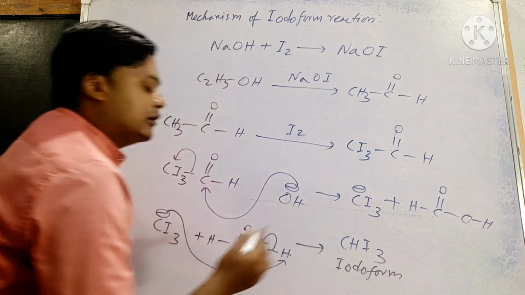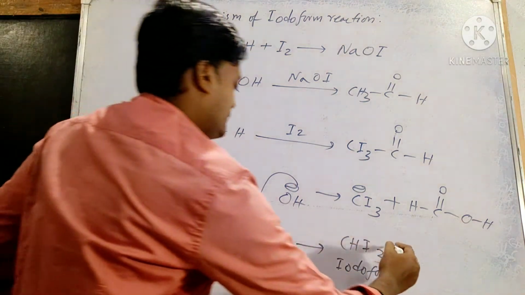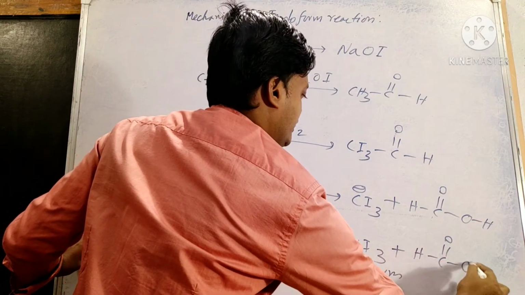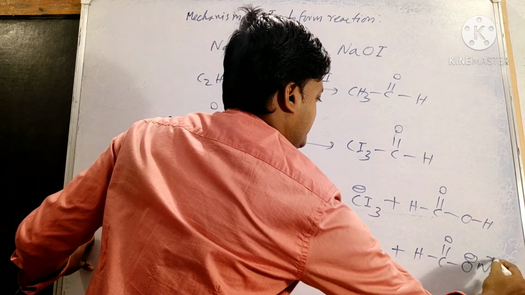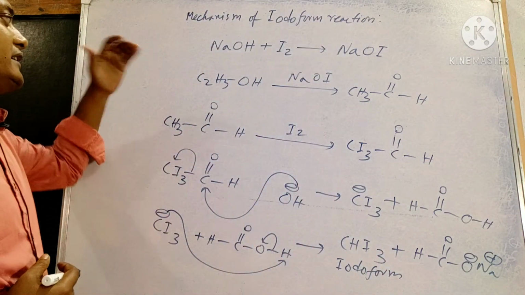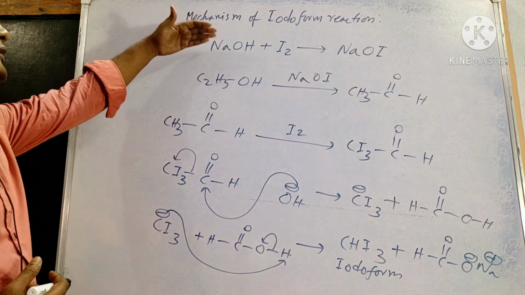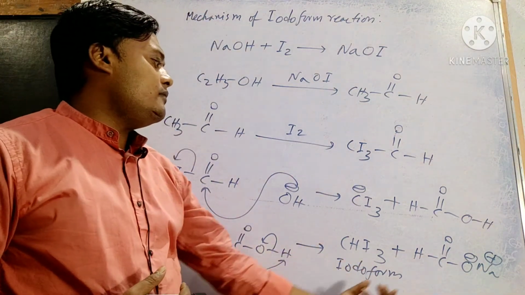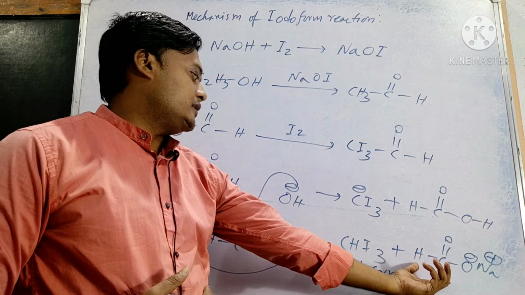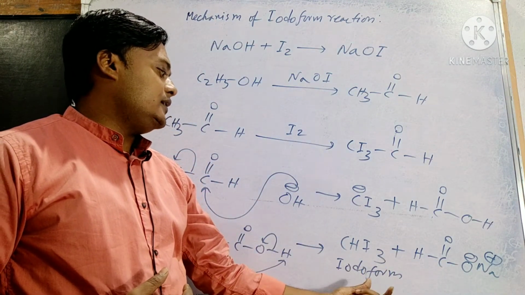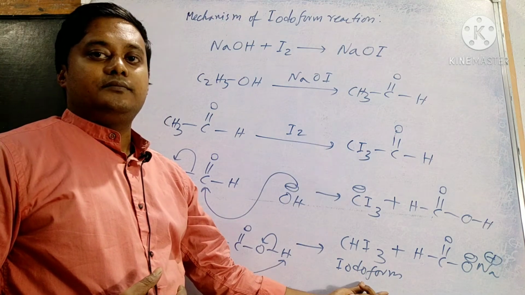iodoform, yellow crystalline solid, plus sodium formate. Byproduct is sodium formate. So if we take ethanol, iodine and NaOH, the final product is iodoform and sodium formate. Now that iodoform, remember, it has a characteristic smell and yellow crystalline solid.